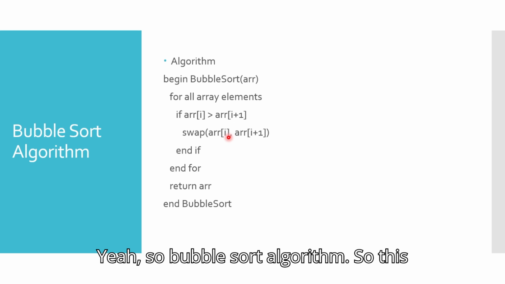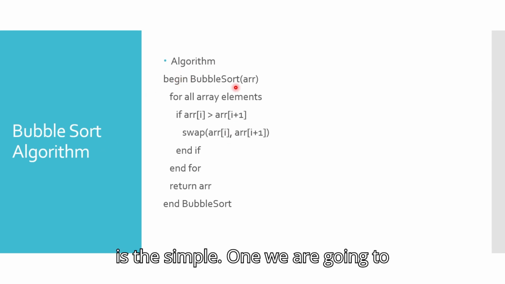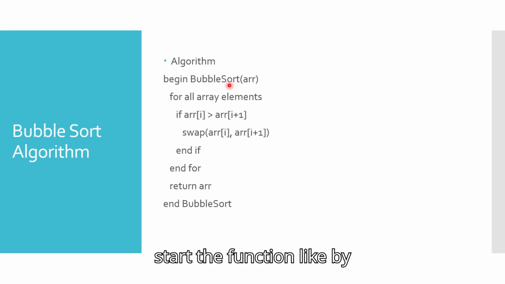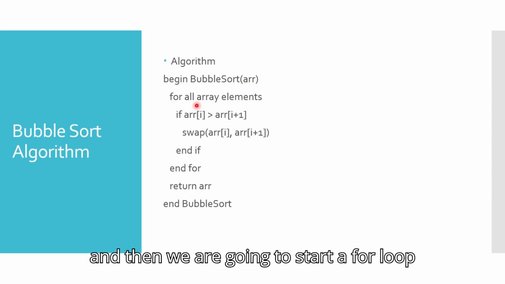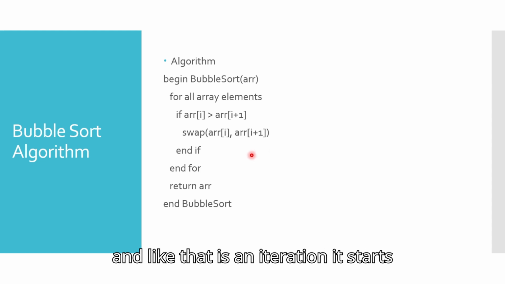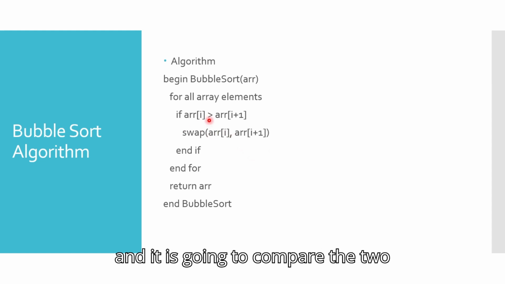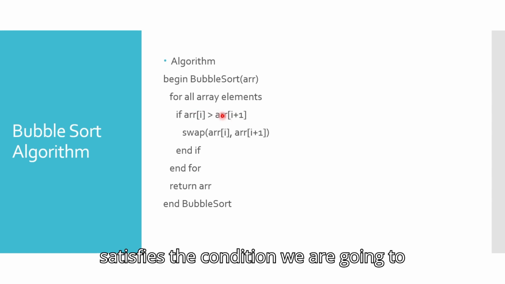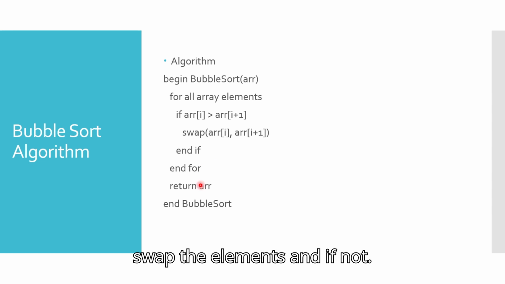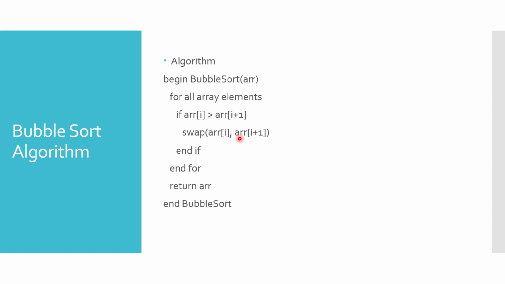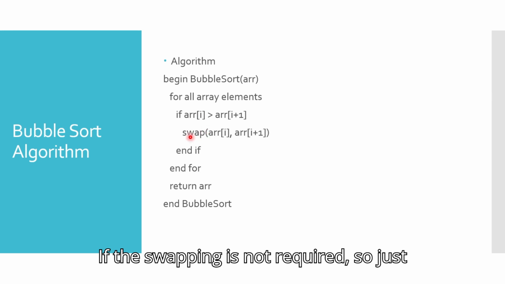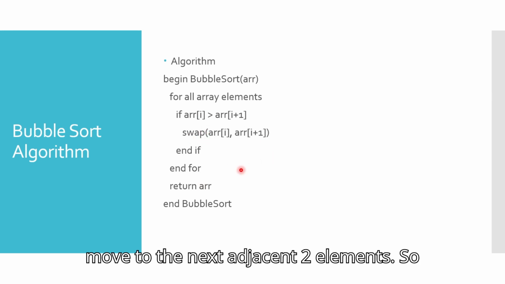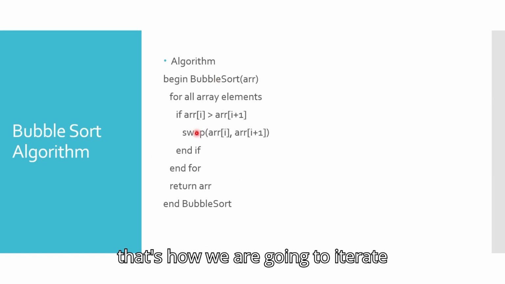Yeah, so bubble sort algorithm. This is the simple one. We are going to start the function by taking an array as input, and then we start a for loop. In each iteration, it compares two adjacent elements. If the condition is satisfied, we swap the elements, and if swapping is not required, we just move to the next two adjacent elements. So that's how we are going to iterate the loop.